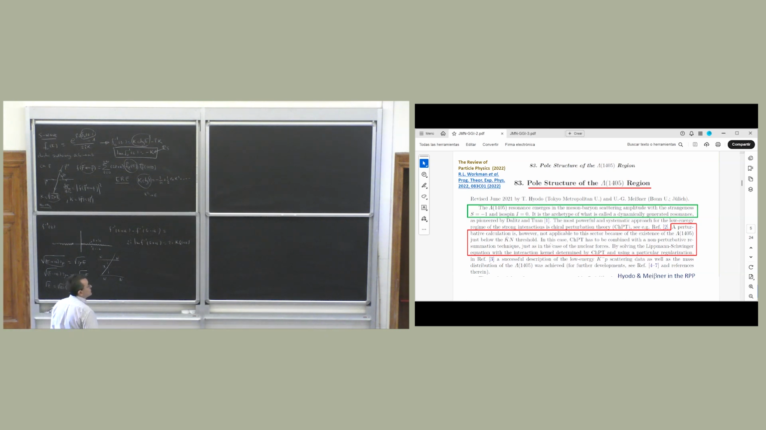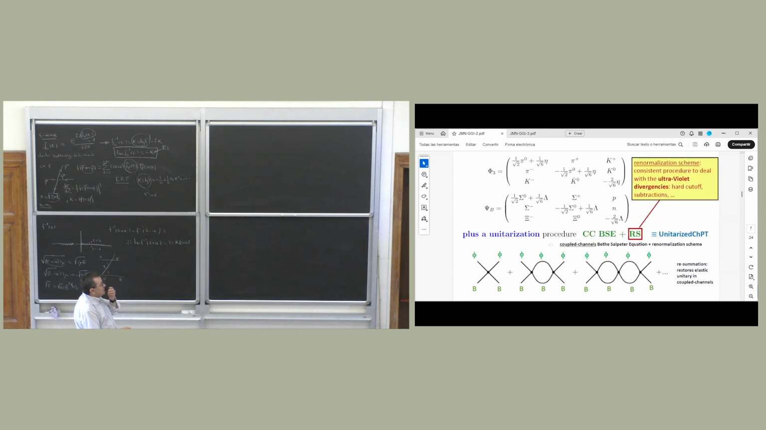Okay, it says that the Lambda 1405 is an archetype of what is called dynamically generated resonance, and then it says that a perturbative calculation is not applicable, right? And ChPT needs to be combined with a non-perturbative resummation technique, solving the Lippmann-Schwinger equation, right? Somehow we already spoke about these elements yesterday. So we said, what we have to do is this.